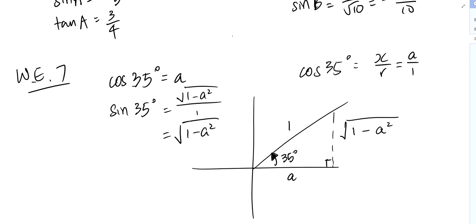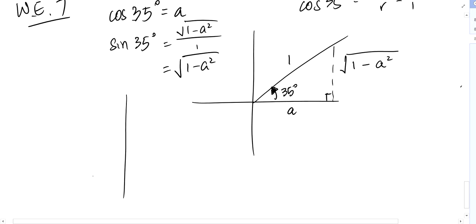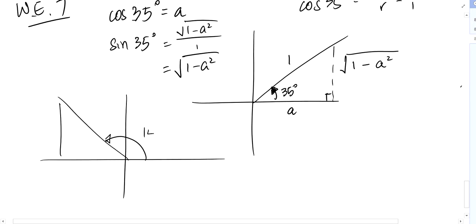Why suddenly got 145 degrees? Okay, let's figure it out. So 145 degrees is in the second quadrant. This is our 145 degrees. And what has 145 degrees got to do with 35 degrees? They are adjacent angles on a straight line, right?